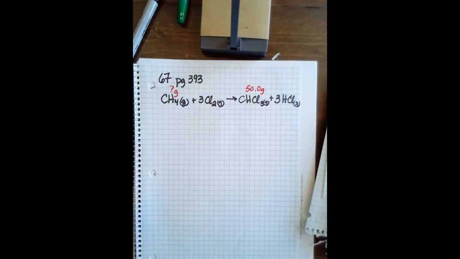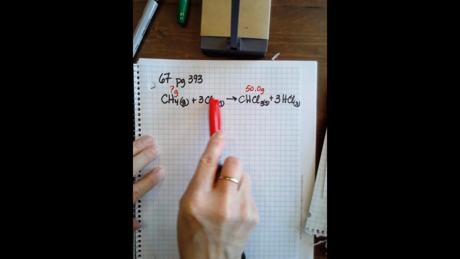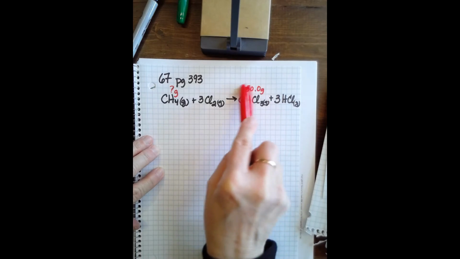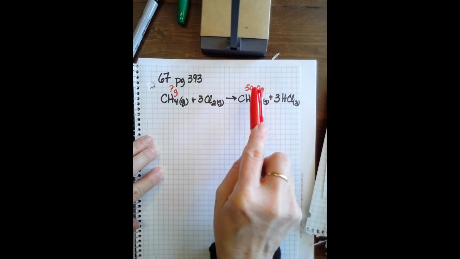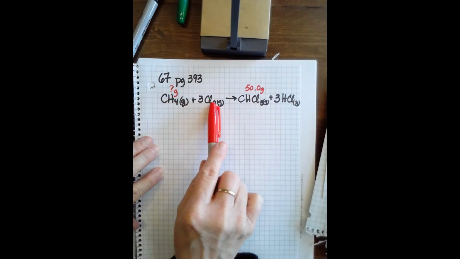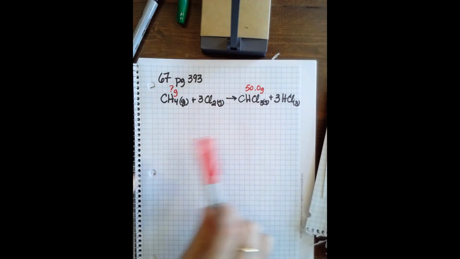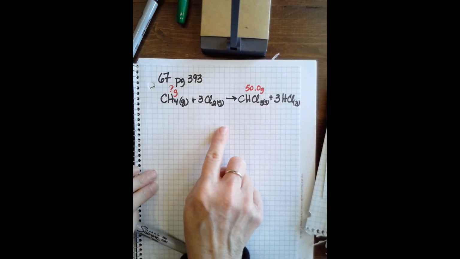50 grams of chloroform. Now, I picked this question because I want to bear out to you the important fact that stoichiometry is so powerful because it does not matter where my information is. I can use that information to answer a question about anything else in the balanced equation as long as I have one piece of information.